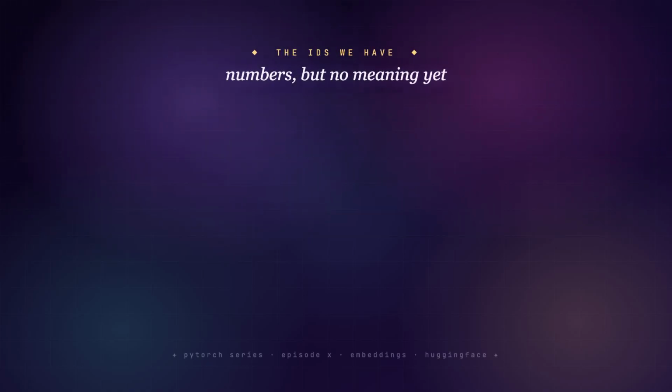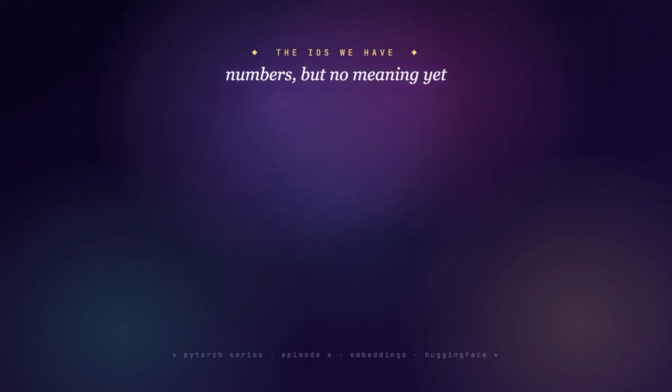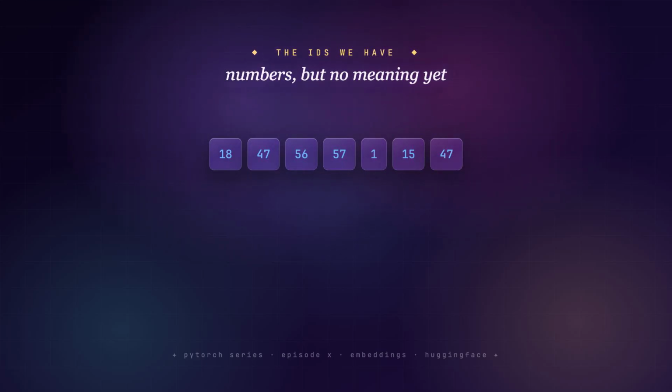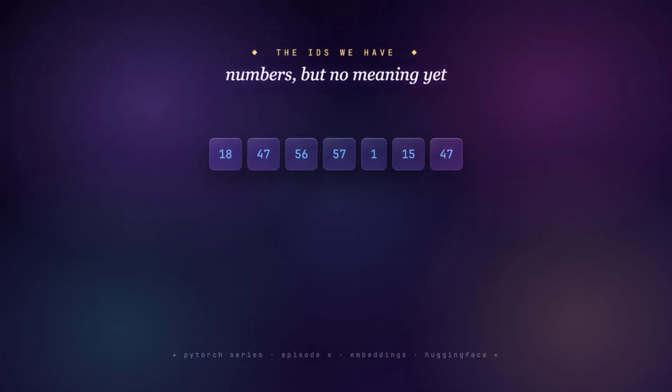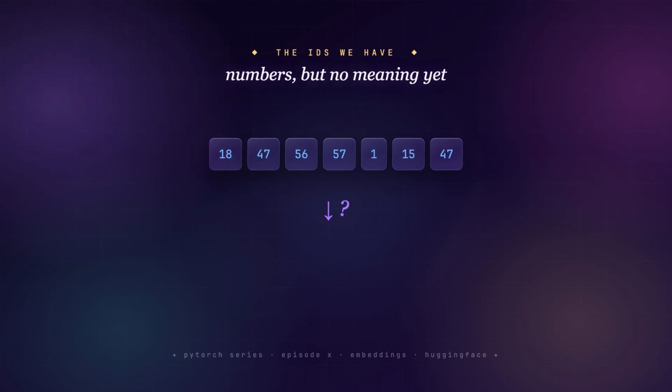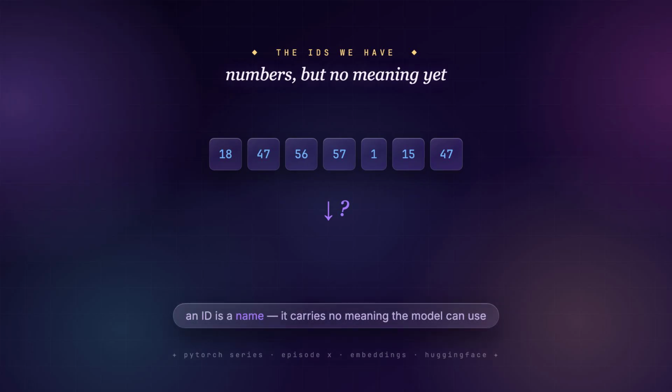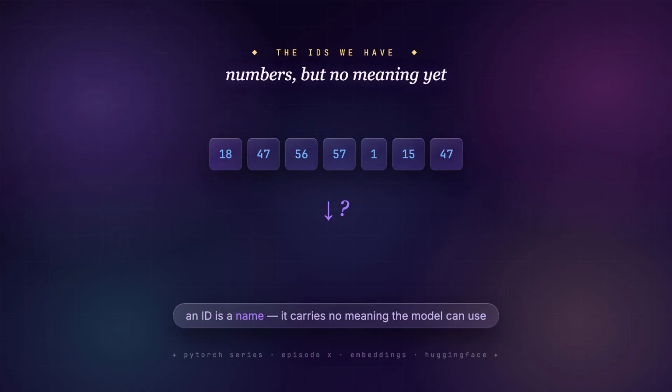So here's where we are. We have a string of token IDs 18, 47, 56, 57, useful for bookkeeping, useless for thinking. The model can't multiply an ID and get anything meaningful. We need to turn each ID into a vector, a row of numbers that can carry meaning. That's the whole job of this episode's first tool.